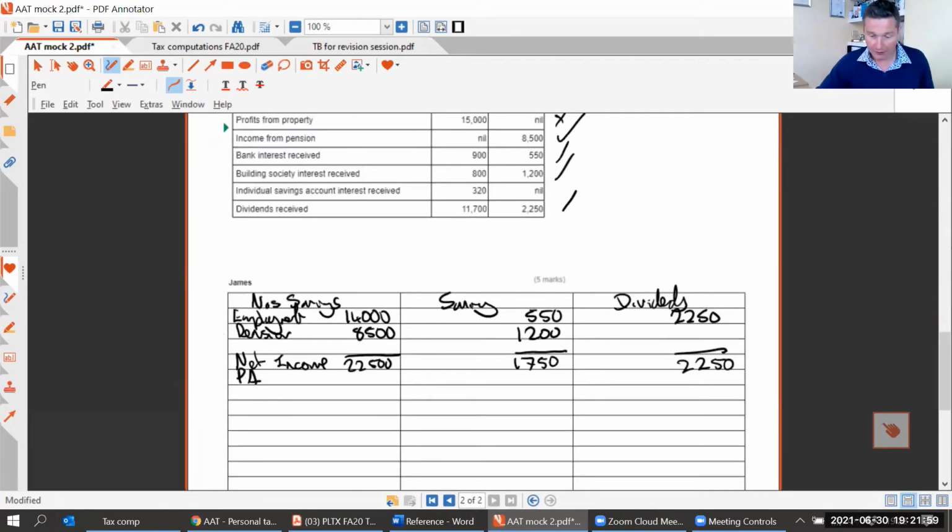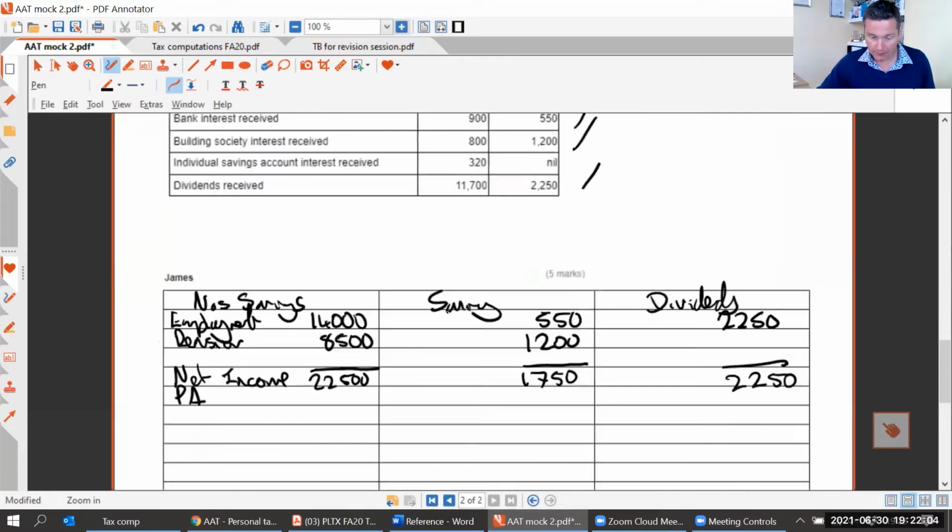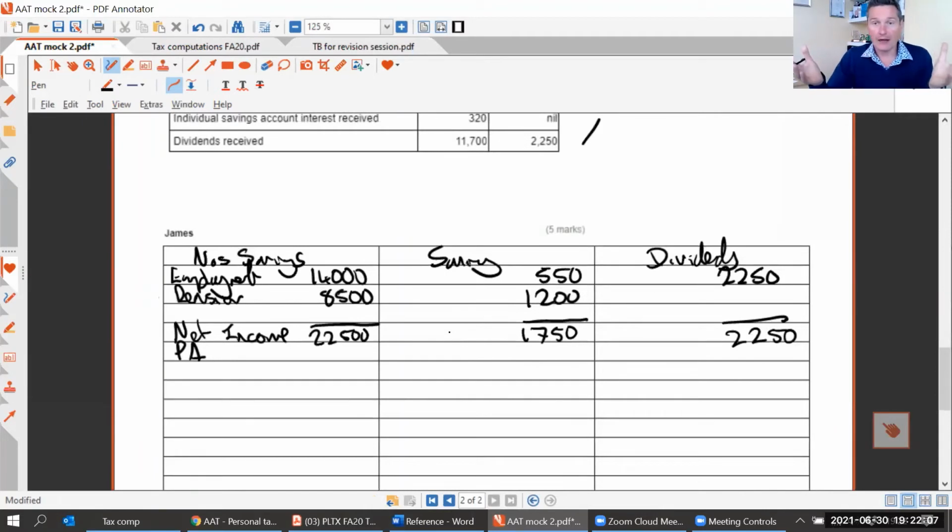Right, I'm going to zoom in now because I don't need those figures anymore. Find my mouse. Where's my mouse gone? There we are. So this person here clearly has income nowhere near £100,000. So they're going to get the full personal allowance of 12,500. So that's all going to be used against our non-savings income. That gives us taxable income of £10,000. That's going to be taxable at 17,550, and that's going to be taxable at £2,250. Everyone with me to there?